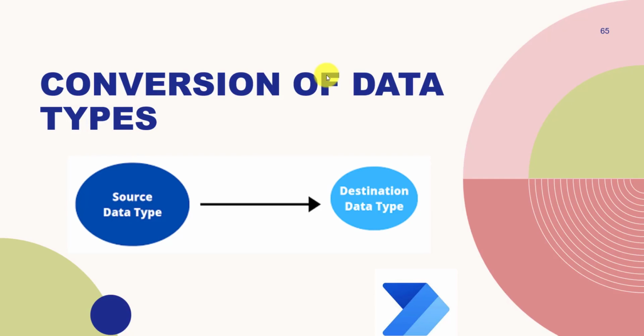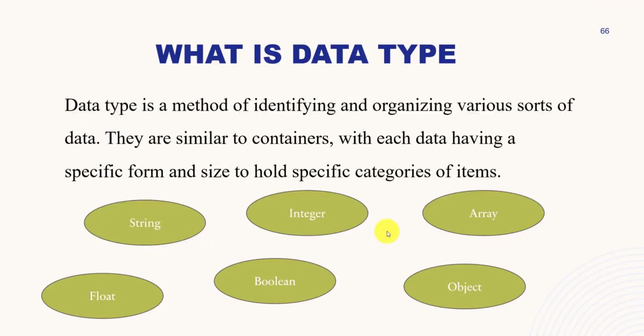Now let's see what a data type is first. Data types in Power Automate are a method of classifying and organizing various types of data. They are like containers where each data has a specific shape and size to hold specific types of things. There are various types of data in Power Automate: string, integer, array, float, boolean, and object.